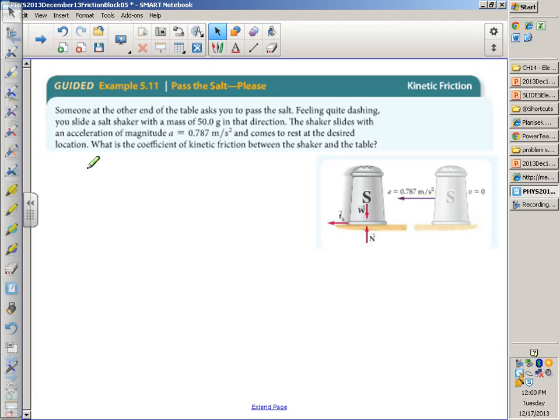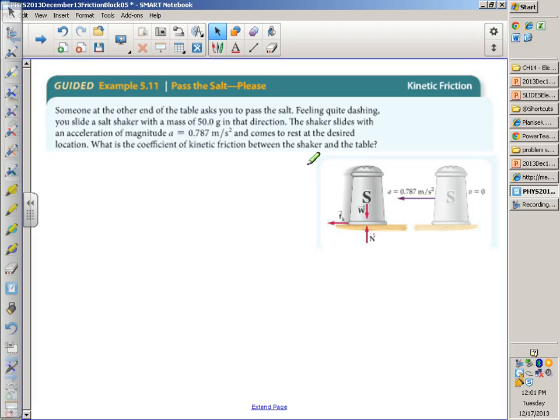I didn't, that's why. It says, you slide a salt shaker with a mass of 50 grams in that direction. The shaker slides with an acceleration of 0.787 and comes to rest at the desired location. It says, what is the coefficient of kinetic friction between the shaker and the table?